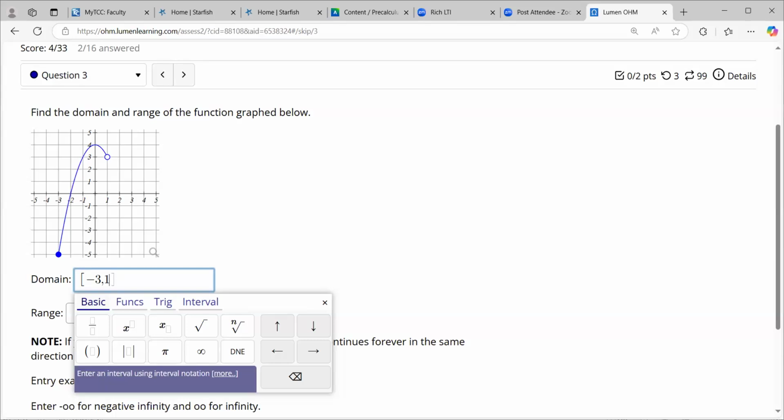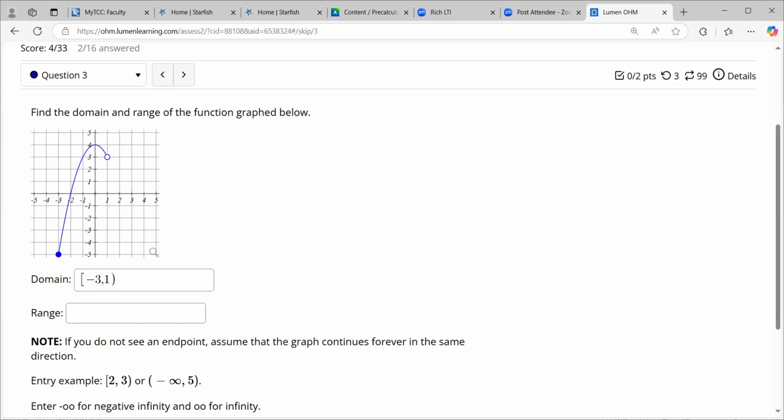On the right side, though, we do not use a bracket. We use a parenthesis. Why? Because this point is not on the curve. It's a circle. It's a hole, right? So the x value of that point, which is 1, is not in the domain. Because if 1 was in the domain, then this point is supposed to be on the curve, but it is not. It is a circle. Am I clear, guys?